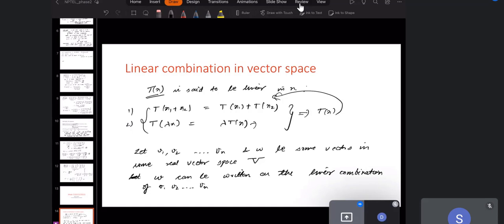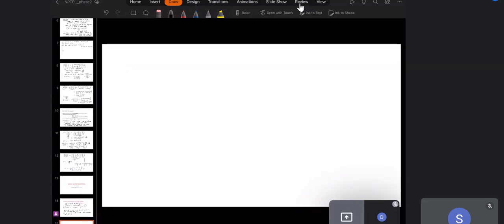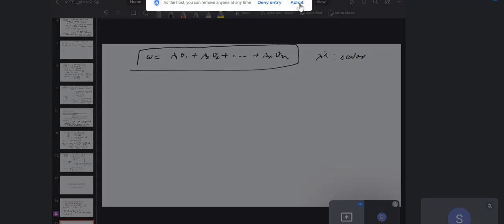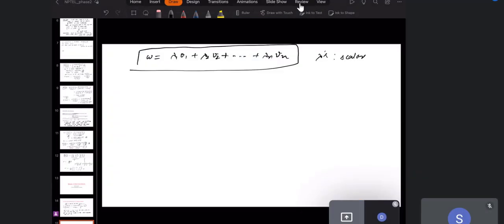Mathematically, we can write w is equal to lambda 1 v1 plus lambda 2 v2 plus up to lambda n vn, where the lambdas are some scalars, and v1, v2, v3 are vectors. So this is a fundamental concept of the theory of linear vector spaces.